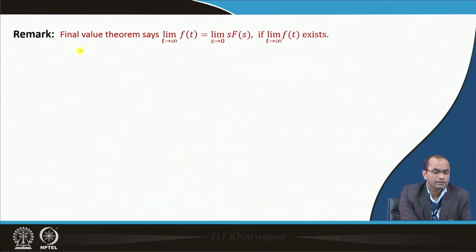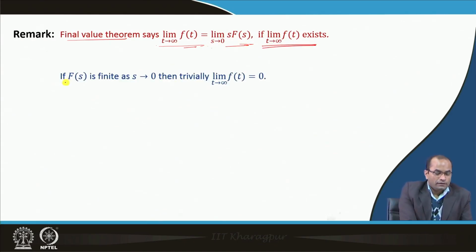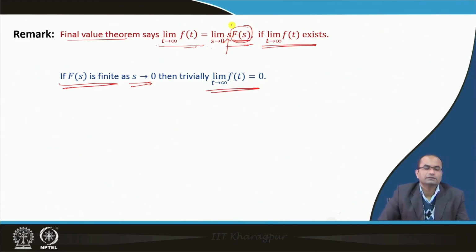Just a final remark: the final value theorem says that the limit as t approaches infinity of f(t) is the limit as s approaches 0 of s F(s), if this limit exists. If F(s) is finite as s approaches 0, then trivially this is 0, because s approaches 0 and F(s) is finite. So, trivially this is 0.